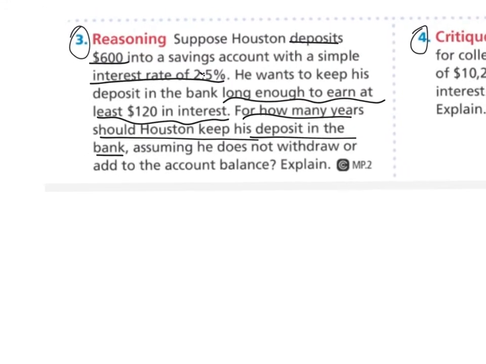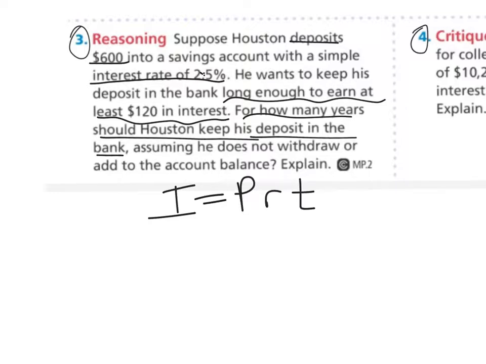Okay, so once again we can start with our formula. I equals PRT, and there's 4 variables. Always we're going to know 3 out of the 4. The question is on this problem, how many years should he keep it in the bank? So that means that we're going to be trying to find the time. T is what we're trying to find, means we should know I, P, and R.